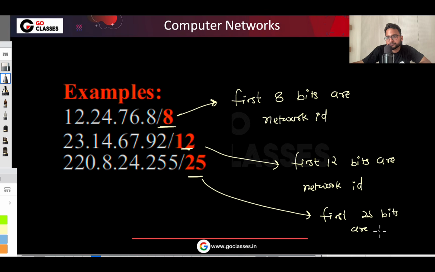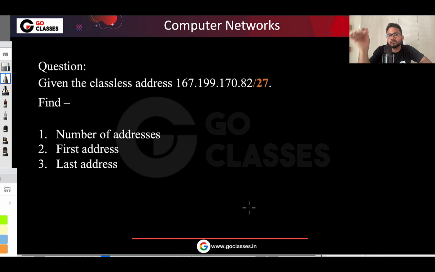So basically, if we want to tell about the network, we have to specify the network ID explicitly, because nothing is implicit. Earlier this was a class A or something like that, but there is no class right now, so we can specify anything. Earlier only the first 8 bits were the network ID for this kind of IP address, but now since it is classless, we will specify that the first 12 bits are the network ID, like that. So let's solve a few questions, and then you will understand what I mean.